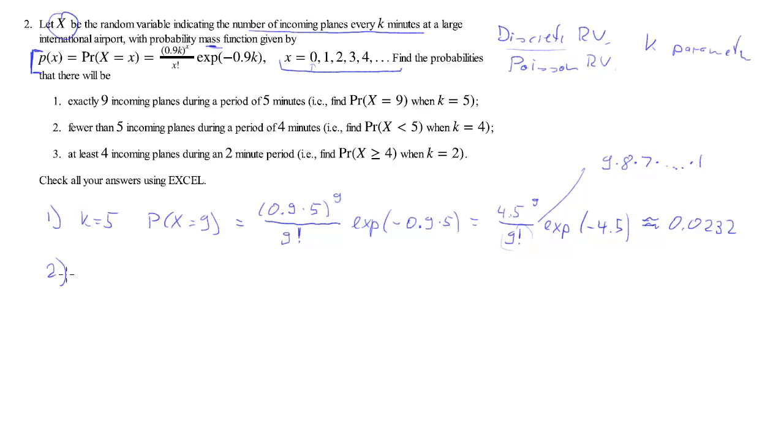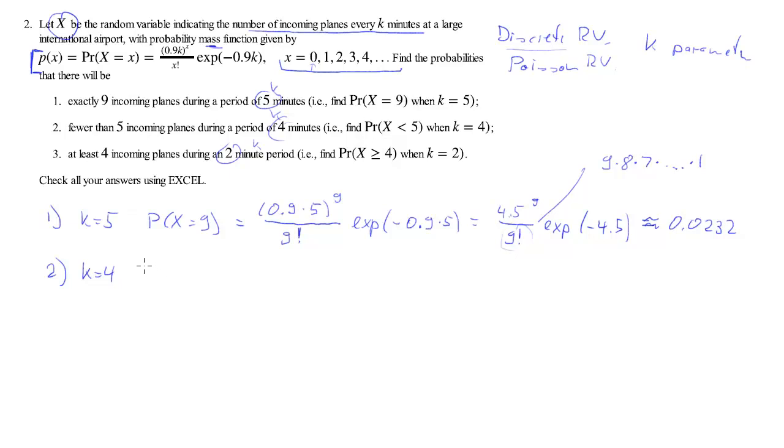Part 2. Fewer than 5 incoming planes. So what's the probability of having fewer than 5 incoming planes during 4 minutes? Firstly, k here is 4. So k is equal to 4, and we want fewer than 5 incoming planes.